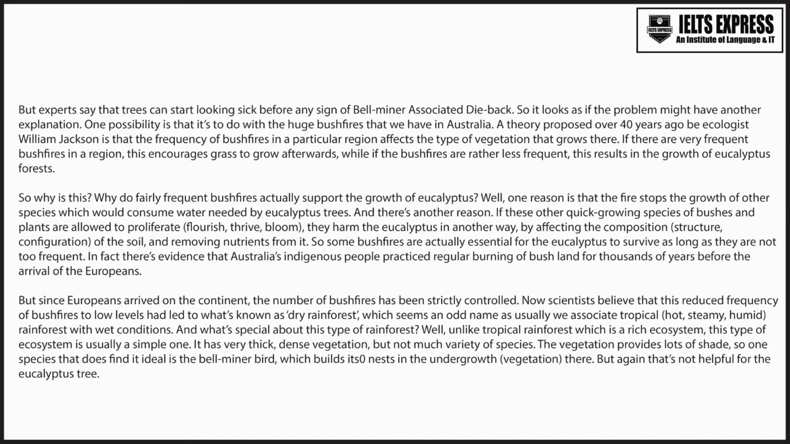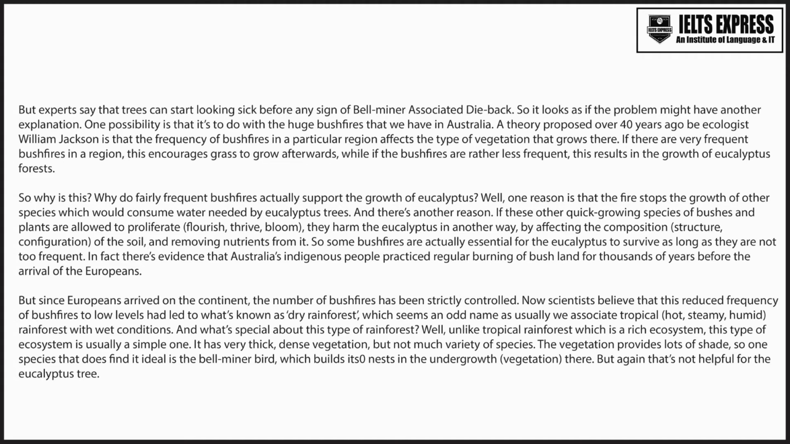Well, one reason is that the fire stops the growth of other species which would consume water needed by eucalyptus trees. And there's another reason. If these other quick-growing species of bushes and plants are allowed to proliferate, they harm the eucalyptus in another way by affecting the composition of the soil and removing nutrients from it. So some bushfires are actually essential for the eucalyptus to survive as long as they are not too frequent.